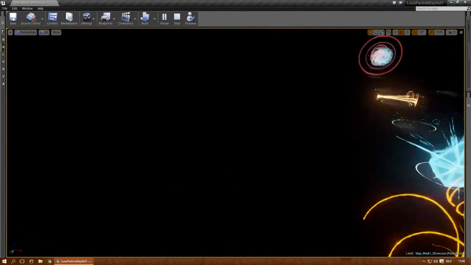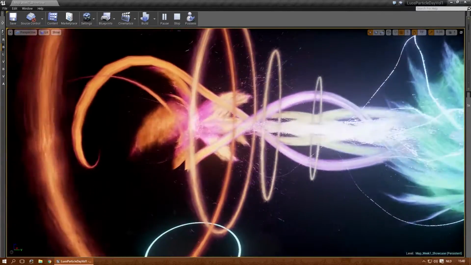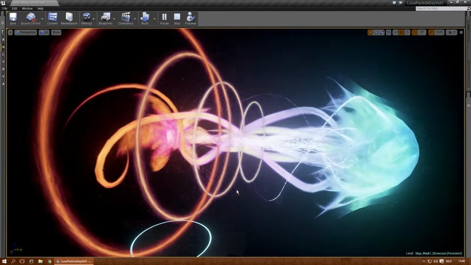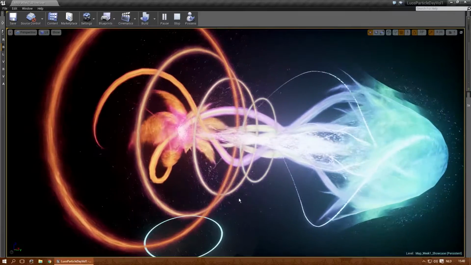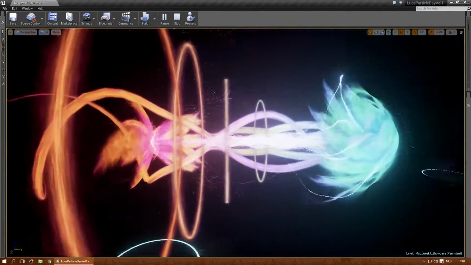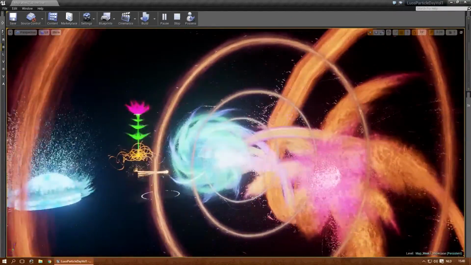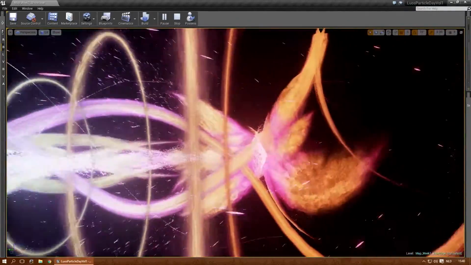Let's go all the way to this day 7 effect. This is called Kaiser Beam. And this is my iteration on a beam that Mega Man would shoot. There's a lot of GPU particles.